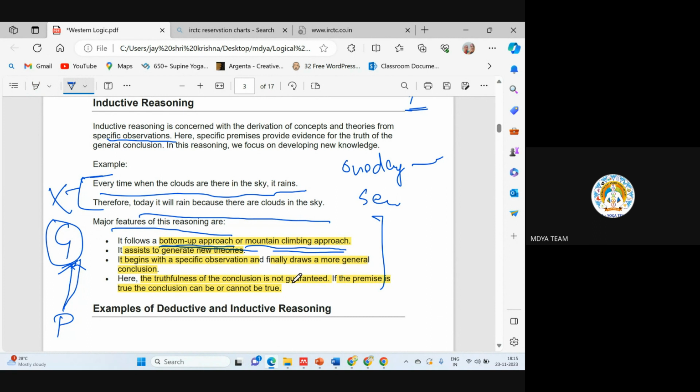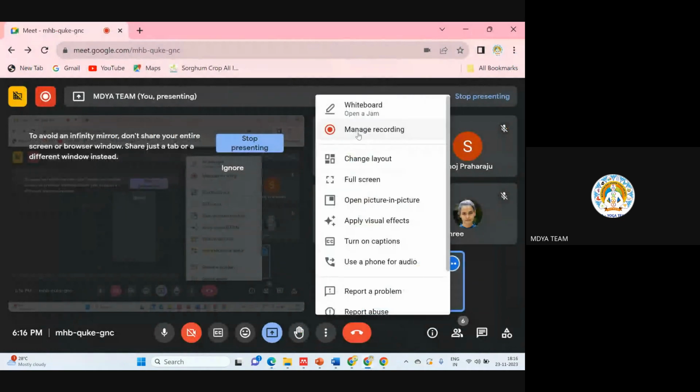That's why this inductive argument we classify into two parts: strong argument or weak inductive argument. When you have too many observations to support your general statement of conclusion, then it is a strong argument. And when you don't have too many observations to support your general conclusion statement, then it is a weak argument. Let's take one example of this.